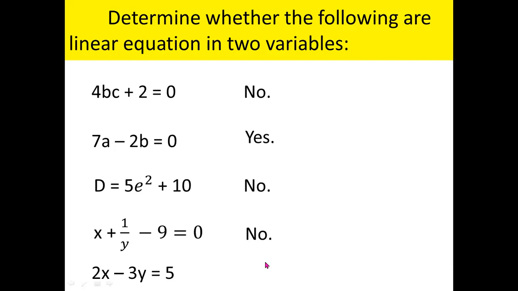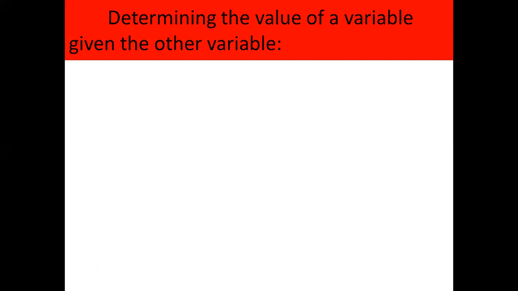Yes. What about Guy? What is your answer, Guy? Is that yes or no? Yes. Okay, so that is a yes. 2x minus 3y equals 5. So that is a linear equation in two variables. Okay, so that's very clear now, and I hope you take note of all of that. That will help you in the next succeeding topics that we have.